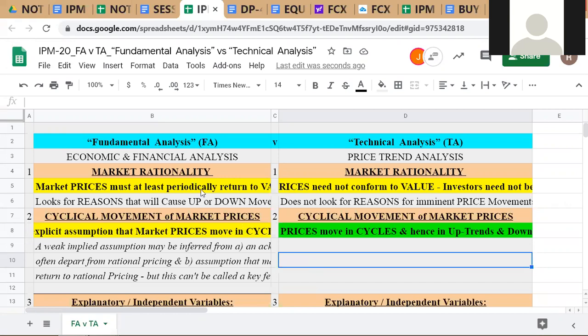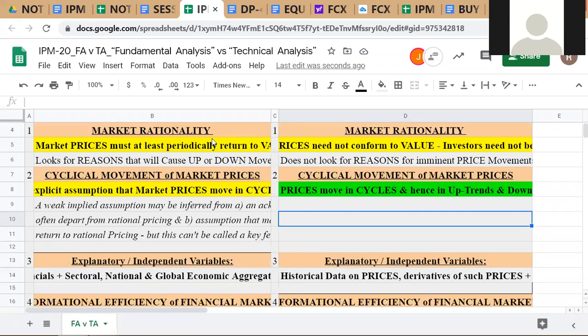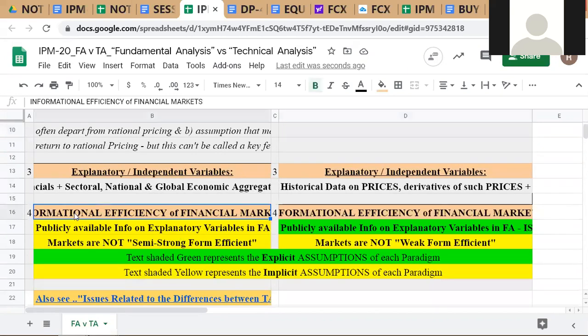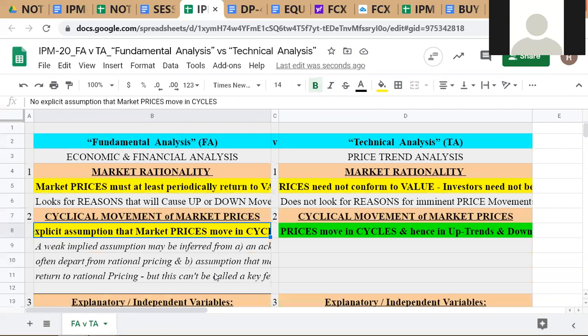So there are four differences: market rationality, these are the points of difference, cyclicality of market prices, what kind of explanatory variables are used, and informational efficiency of financial markets. Okay, so you can read this as there are some different assumptions about informational efficiency of financial markets. So we'll explain all these points in detail. But the first point you already understand. The first point of difference is the assumptions relating to market rationality.